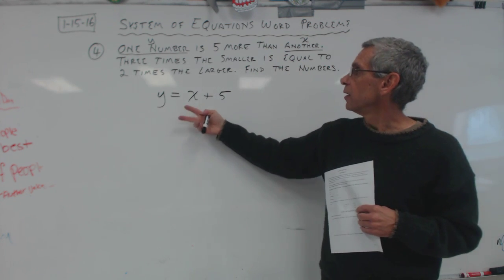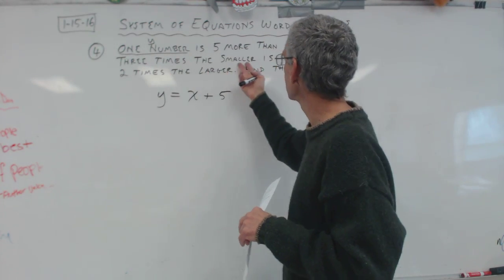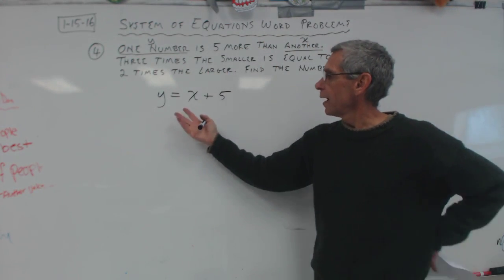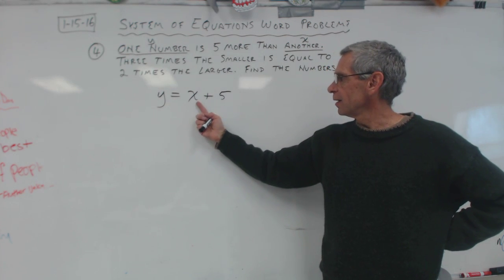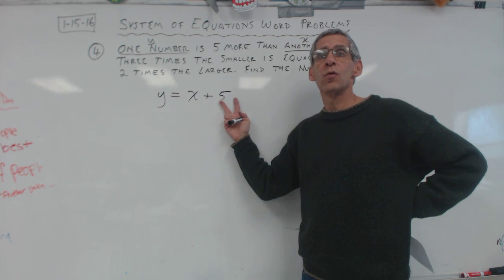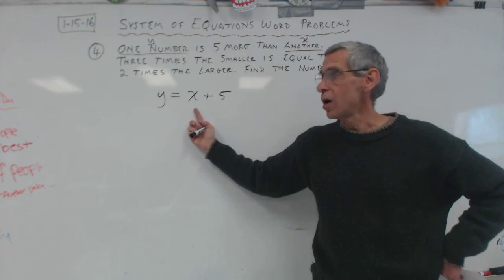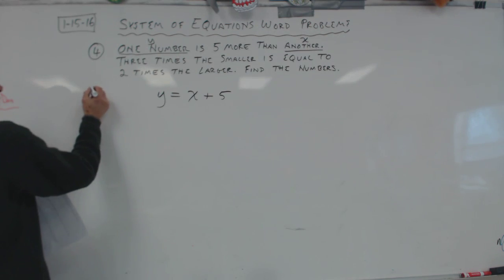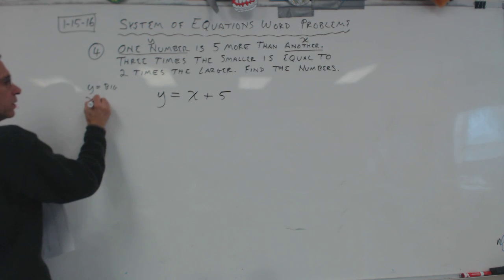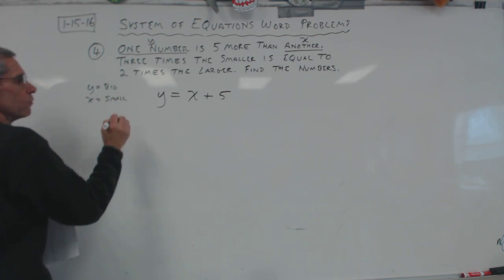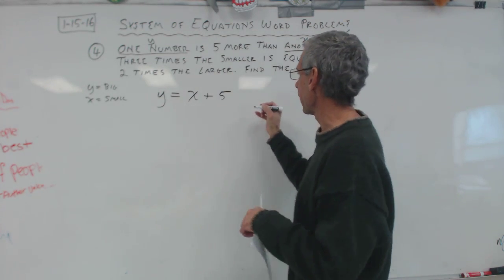Okay, good. So everybody's comfortable with the first equation. Now let's look at the second one. 3 times the smaller. Now, how do I know which is smaller? y is the same as x plus 5 more, so y is bigger and x would be smaller, right? So it might be helpful to just say y is big and x is small, just so that I don't forget that. So it says 3 times the smaller, so 3x, right?